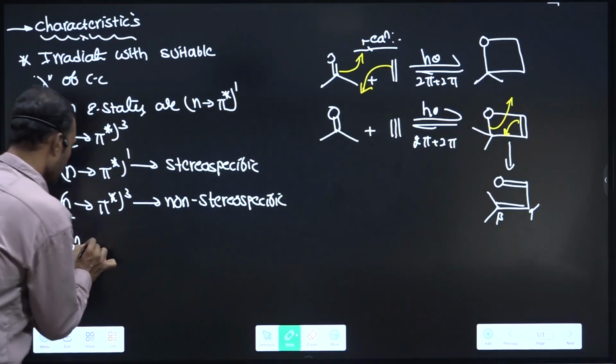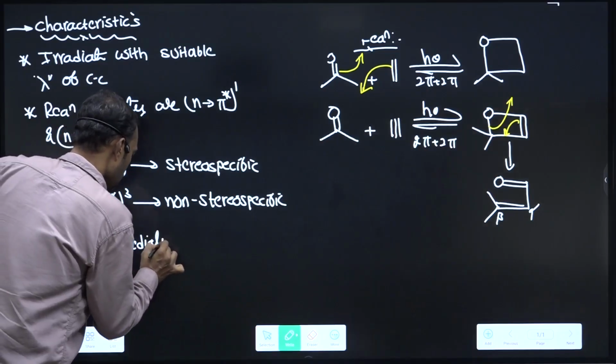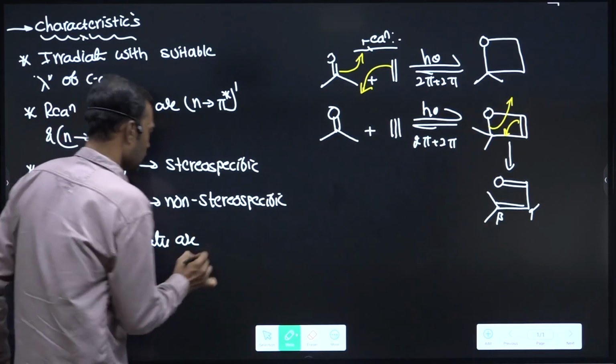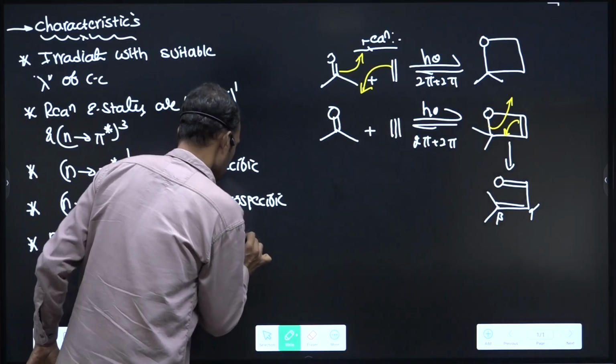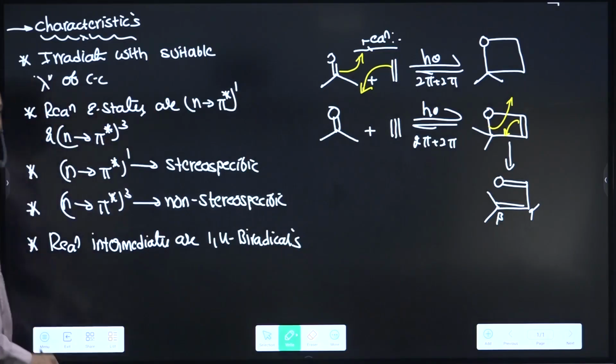Then the reaction intermediates are 1,4 biradicals.